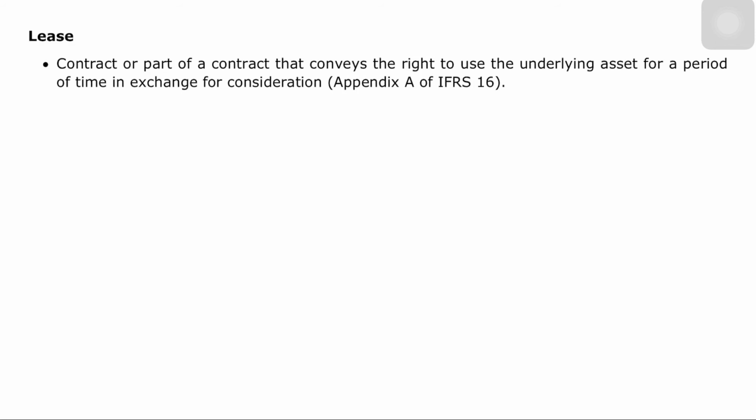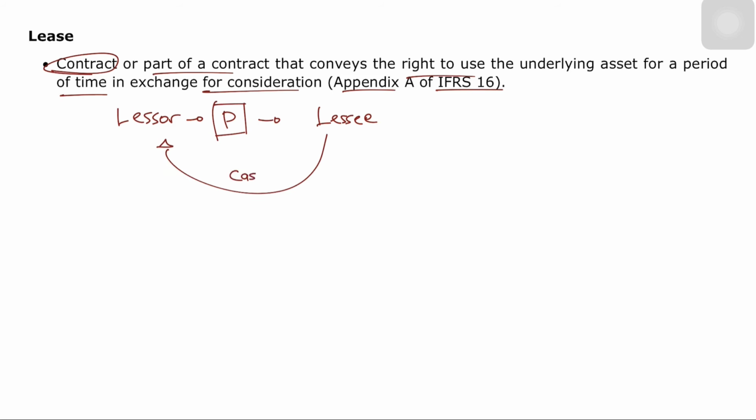Okay? So as defined by Appendix A of IFRS 16, a lease is a contract or part of a contract that conveys the right to use, once again, the right to use the underlying asset for a period of time in exchange, of course, for a consideration. Ibig sabihin, one party, which is yung tatawagin nating lessor, meron siyang property. This is yung asset or property ni lessor, and then anong gagawin? Hahayaan niya or bibigyan niya ng right si lessee to use that property. Then, in exchange, the lessee will pay consideration or will pay cash.